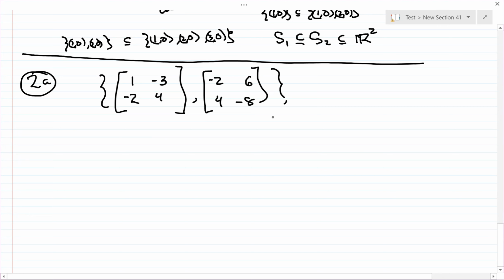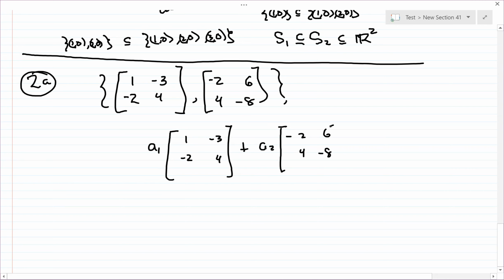So what are we checking? We're checking whether they are linearly independent or dependent. There's only two things in here. So we can do A1 times the first one, 1, -3, -2, 4, plus A2 times the second vector. These are vectors, even though they look like matrices. And when we're checking whether they're linearly independent or not, we set it equal to the 0 vector. What's the 0 vector in 2 by 2 matrices? That would have zeros everywhere, right?